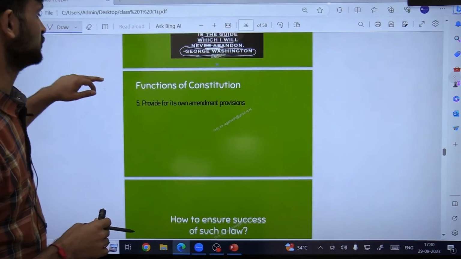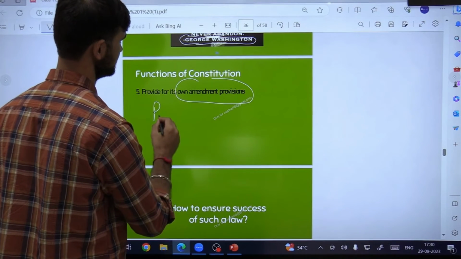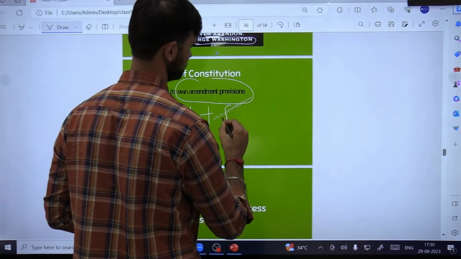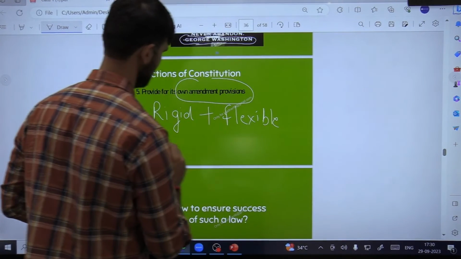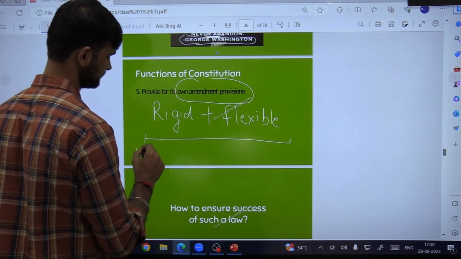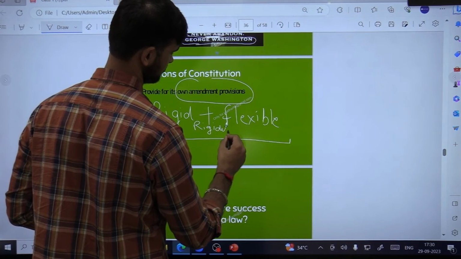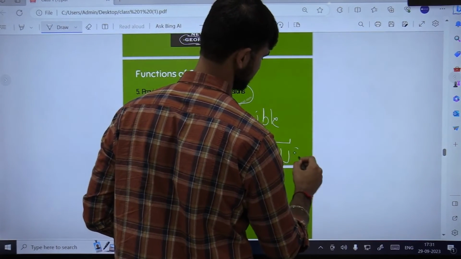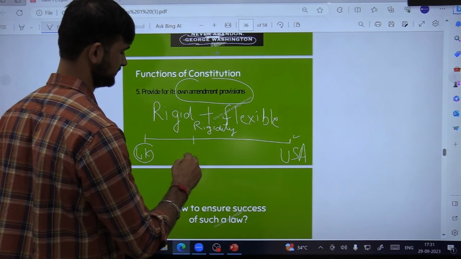The fifth function of the Constitution is it provides for its own amendment provisions. The Constitution of India is rigid as well as flexible. If we have to scale the Indian Constitution, this is the Constitution of Britain on the scale of rigidity. This is the Constitution of Britain. This is the Constitution of USA, very rigid. And this is the Constitution of India here.